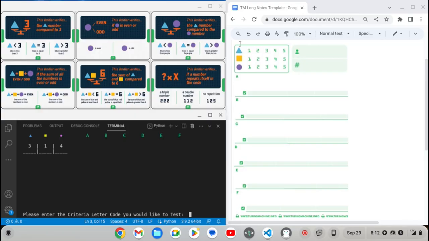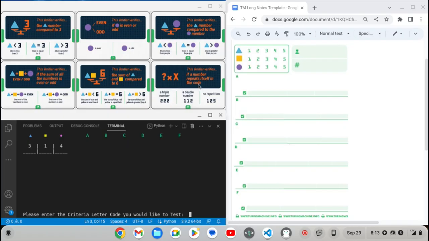Criteria card C will take a look at our first and last digits, triangle and circle, and compare them. So should the value of triangle be less than circle, should it be equal to circle, or should the value of triangle be greater than circle? Criteria card D will take a look at our 3 digits, triangle, square, and circle, add them up, and the Turing Machine will let us know whether the sum total is an even quantity or an odd quantity. Criteria card E will take a look at our first digits, triangle, square, add them together, and compare the sum to the number 6. So should the sum be less than 6? Should it be equal to 6? Or should the sum be greater than 6?